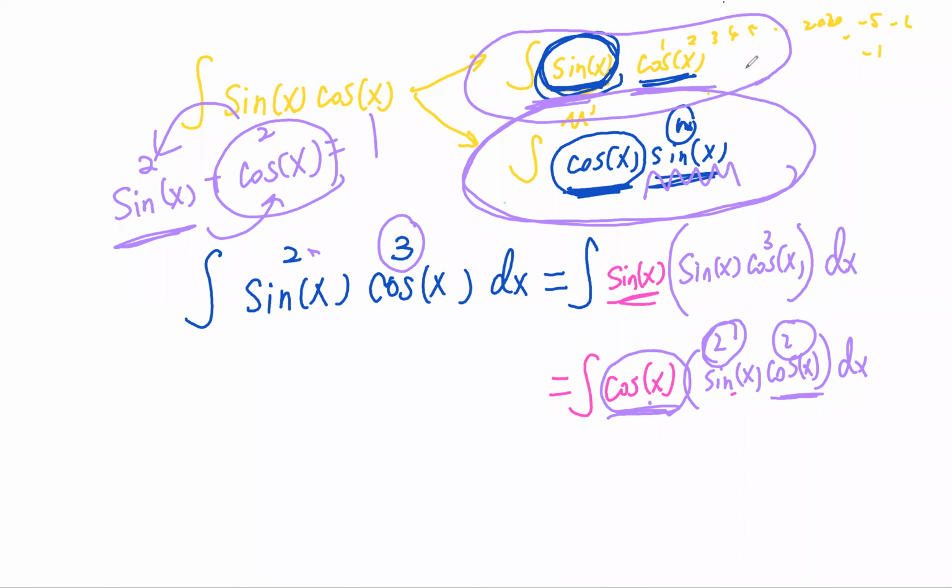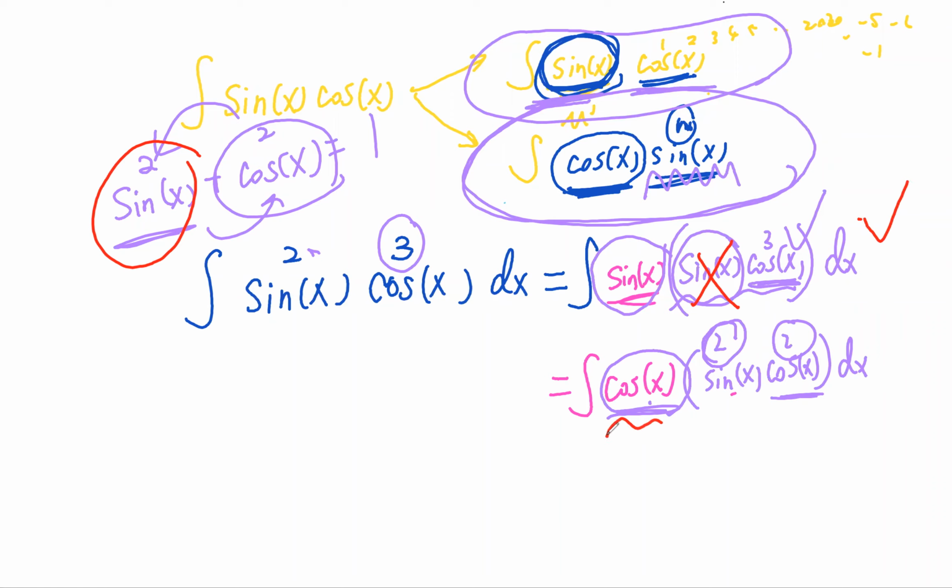Let's look at our first method here. The first way we did is I pull out one sine. That means everything else must be what? Cosine. Must be cosine. Now let's look at this. It's already cosine. This is good. How about this one? This one is not good because it's not square. If this one is a square, this is the perfect way to solve it. Since this is not good, let's look at my second one.